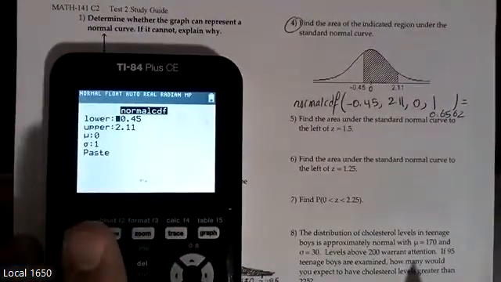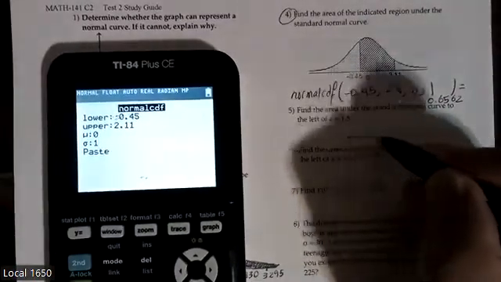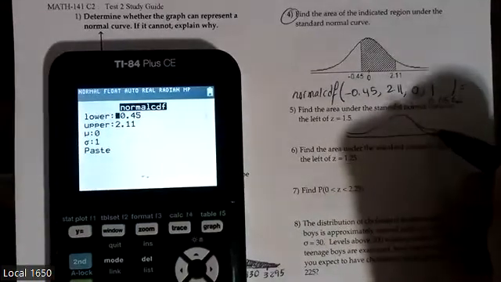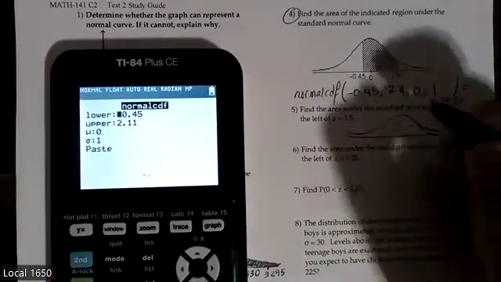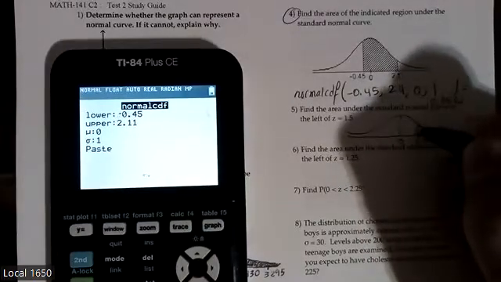Find the area under the standard normal curve to the left of Z equal 1.5. Okay, let's draw the normal curve. This is Z. This is 0, always in the center. This is 1.5. And to the left, guys, means less than.